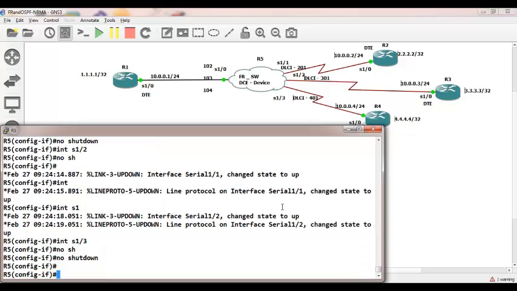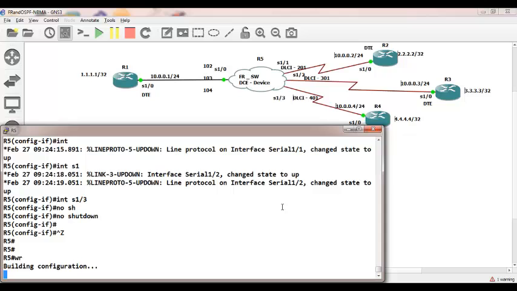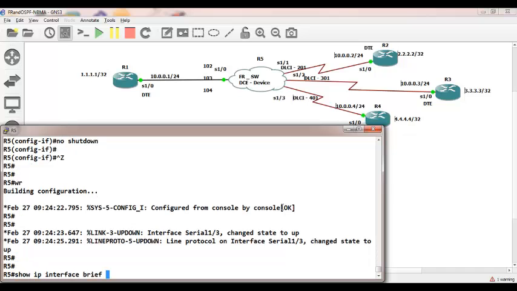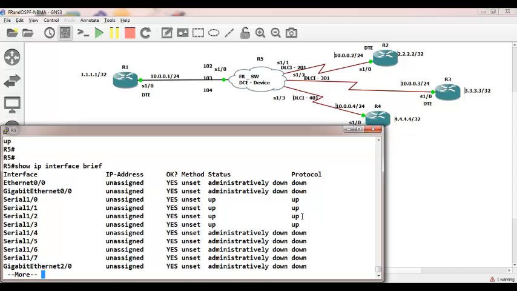See, we have made the interface up, but it won't come up. It'll go down because the other side is frame relay, and this side is still HDLC. We have not completely configured. This will go shortly, you see. These three will go down because this side is still HDLC. See, it is going down.